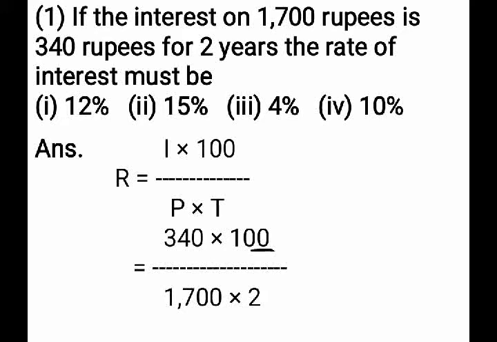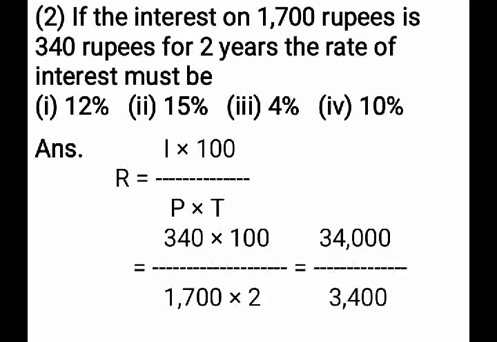Then you have to multiply the numbers now. 34 ones are 34. That is 340 into 100 is 34,000. Similarly, in the denominator, how many zeros are there here? 2 zeros. So 2 zeros you put as it is. 17 twos are how much? 17 twos are 34. So 1700 multiplied by 2, the answer is 3400. Cancel both the zeros on numerator and denominator.